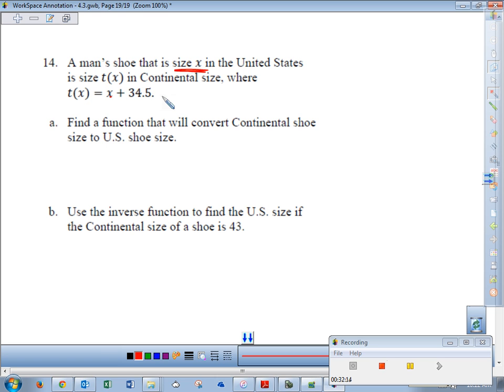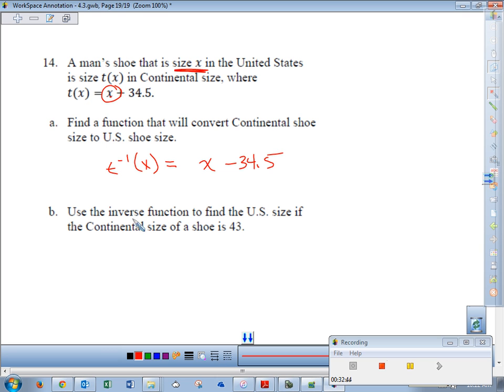Cool? They say find a function that'll convert continental to U.S. size. So if your U.S. shoe size is x, you've got to add 34.5 to it to get your continental size. If I tell you the continental size, how do you figure out the U.S. size? Subtract. So T inverse will be whatever that size is, minus 34.5. Now x is the continental size, and T inverse of x is the U.S. size. Those are inverses of each other. Like, hey, if you got to add 34.5 to get the continental, to go the other way around, you would subtract 34.5.